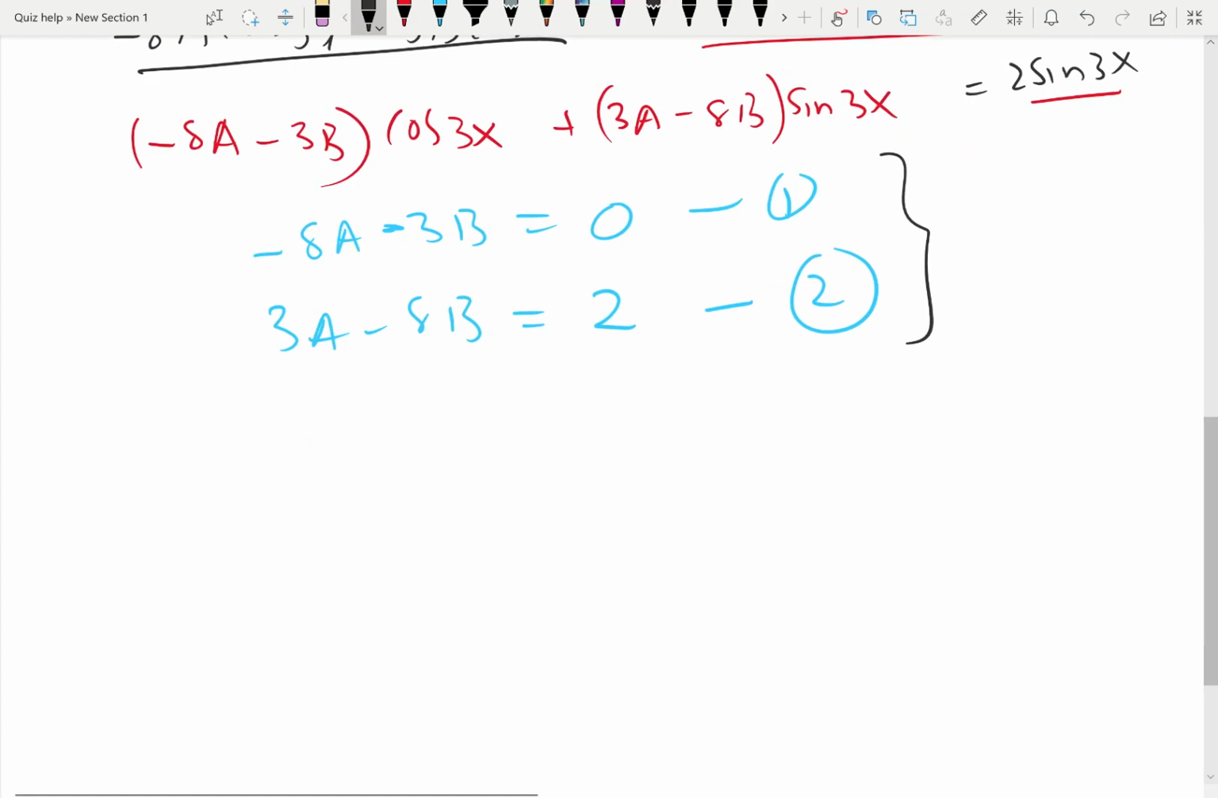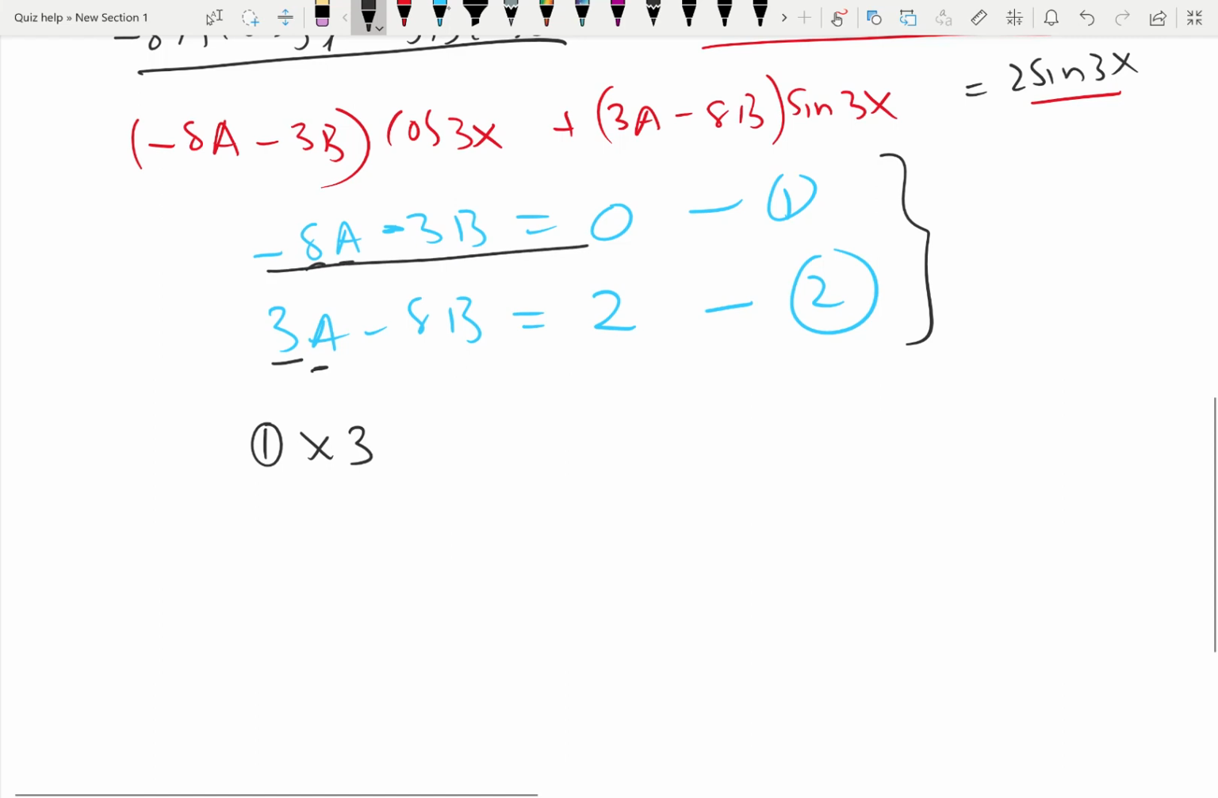The secret of solving this problem is trying to make the coefficients of one variable the same constant value with the opposite sign. So here you have 8, here you have 3. Let's multiply the first equation by 3. Okay, so when you multiply the first equation by 3, you get negative 24a minus 9b is equal to 0. 0 times 3 is 0. So let's call this equation 3.